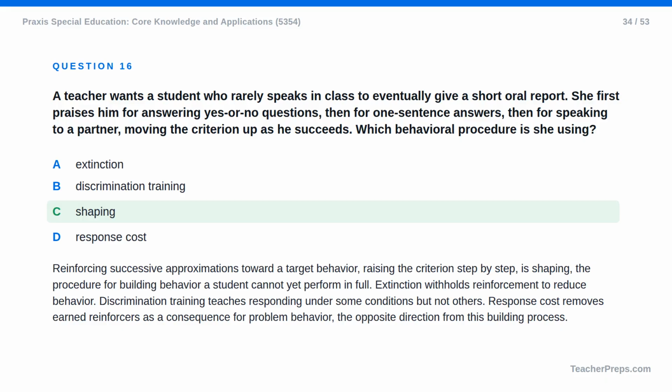Shaping. Reinforcing successive approximations toward a target behavior, raising the criterion step by step, is shaping, the procedure for building behavior a student cannot yet perform in full. Extinction withholds reinforcement to reduce behavior. Discrimination training teaches responding under some conditions, but not others. Response cost removes earned reinforcers as a consequence for problem behavior, the opposite direction from this building process.